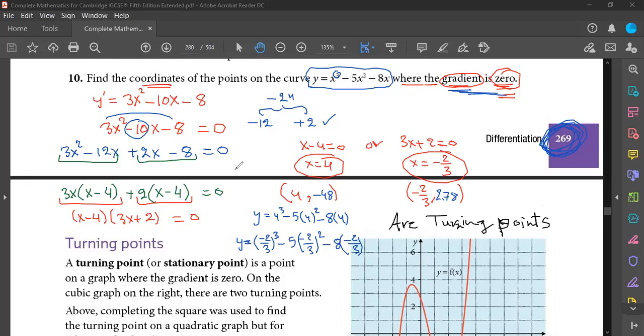So always, any curve where the gradient at the points is 0, those are called turning points.